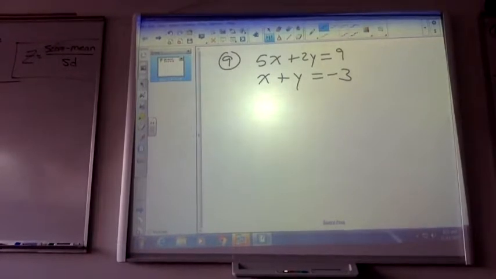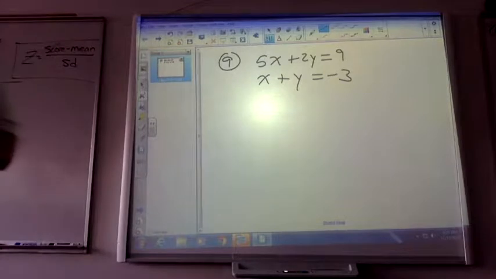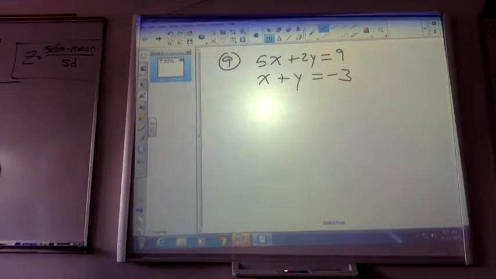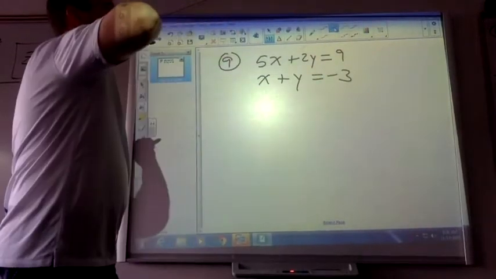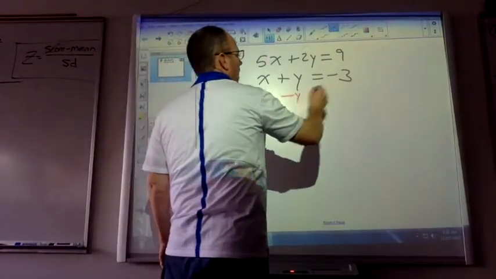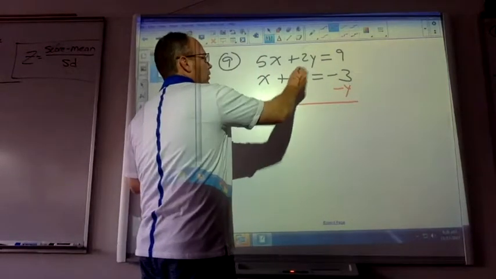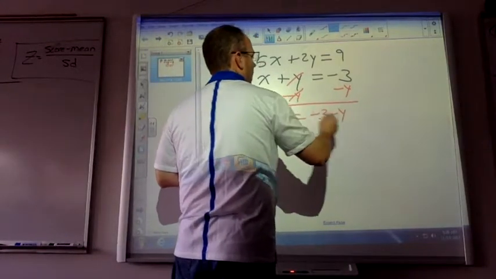So, first question. We're not graphing it. We want to use substitution. So, are either of the equations solved for x equals or y equals right this moment? No. Could I solve the second equation for either x or y by just subtracting it from one side? Cool? So, let's just subtract y from both sides. Some of you are like, why did you choose that one? So that cancels that. So I get x is equal to -3 minus y.